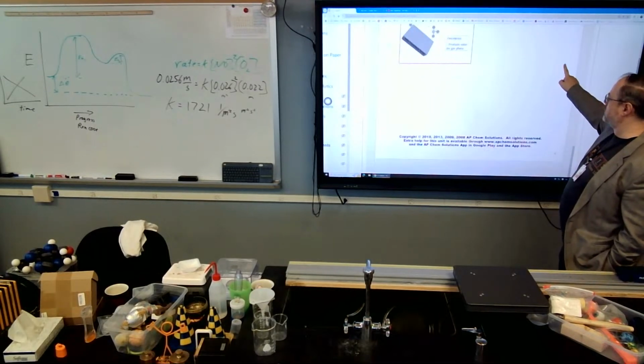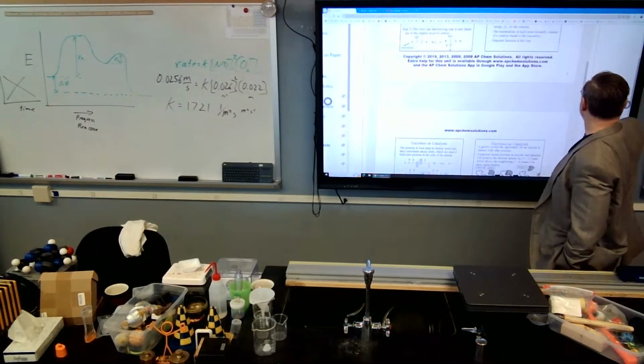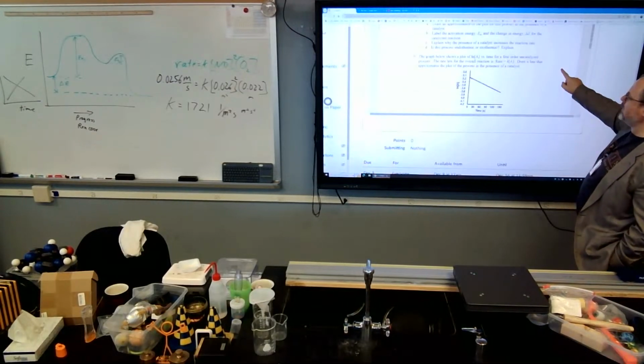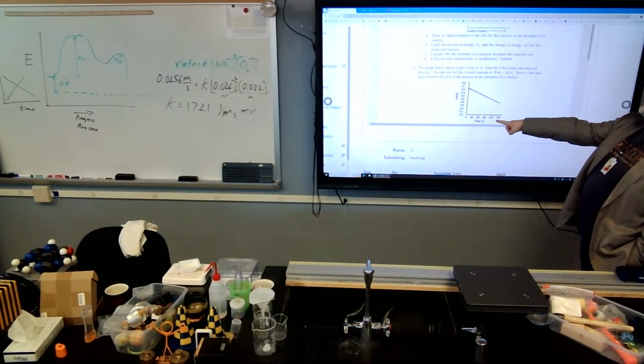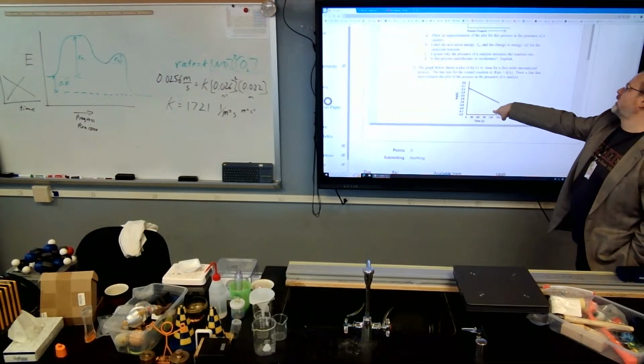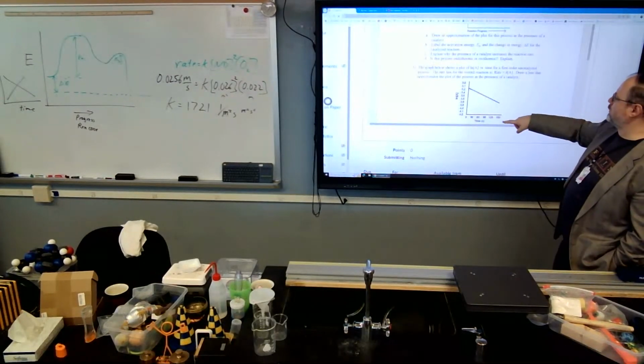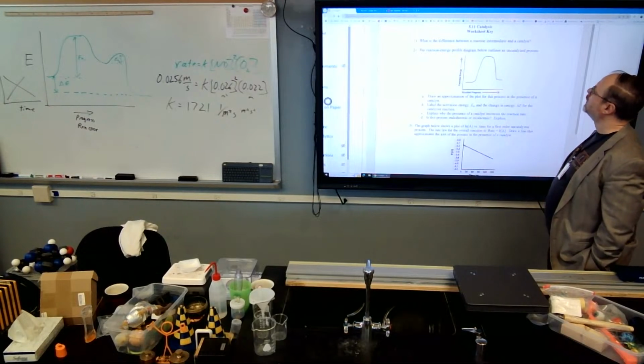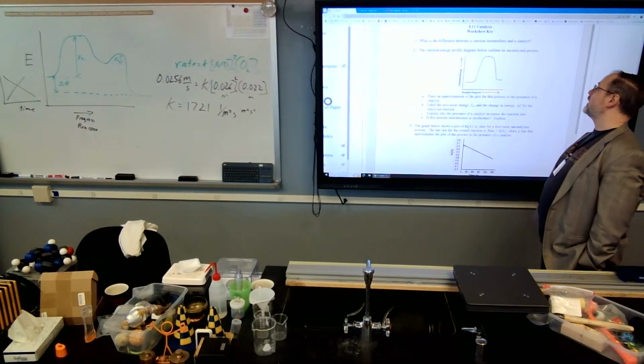All right, cool. That's all done. I don't even know if there are any exercises. Ooh, there is. Okay, cool. All right, this is what I was talking about. This thing right there. Okay. So time, natural log. What is the difference between a reaction intermediate and a catalyst?